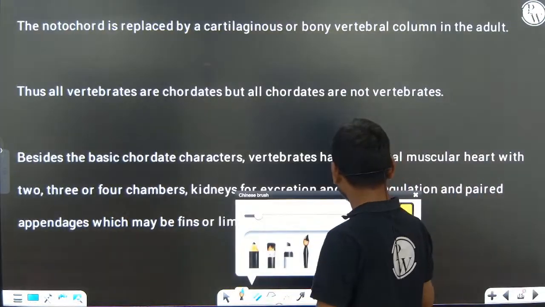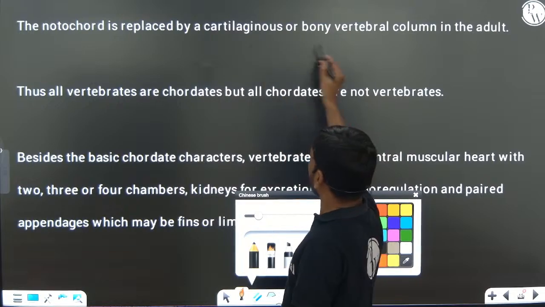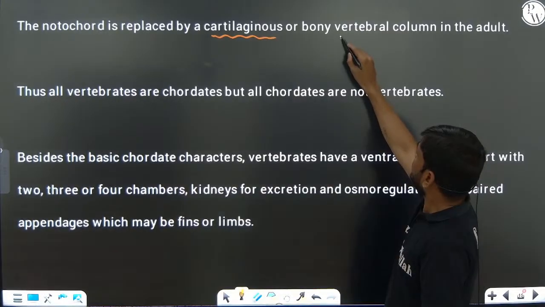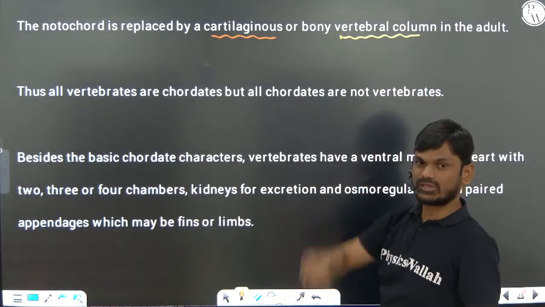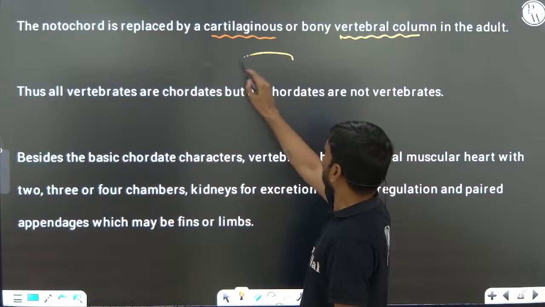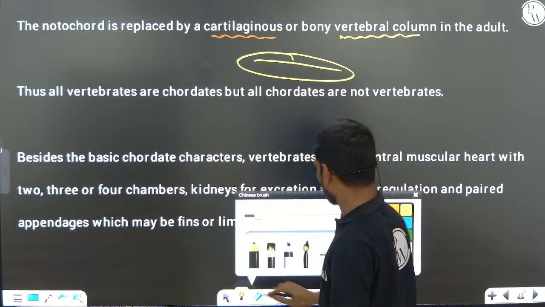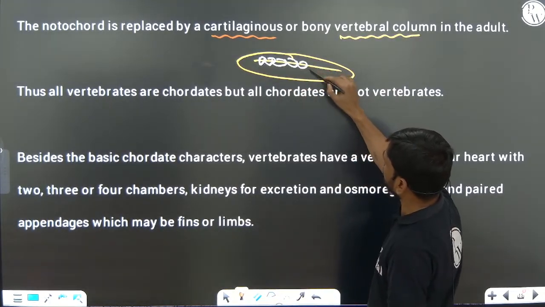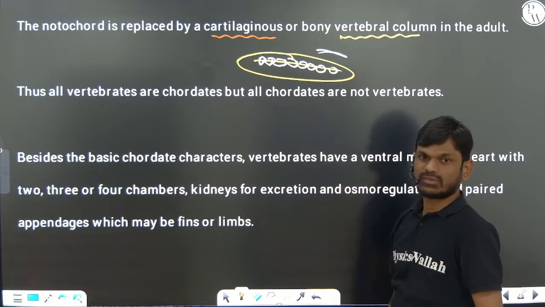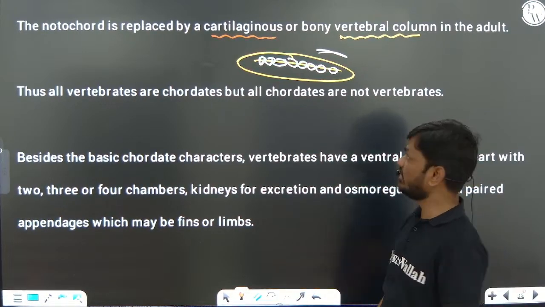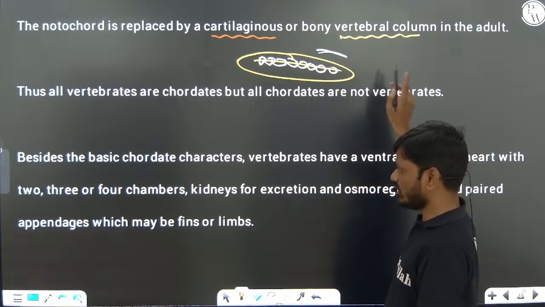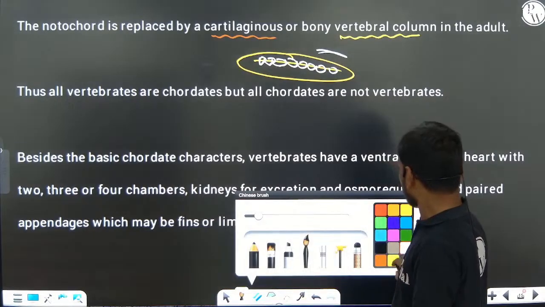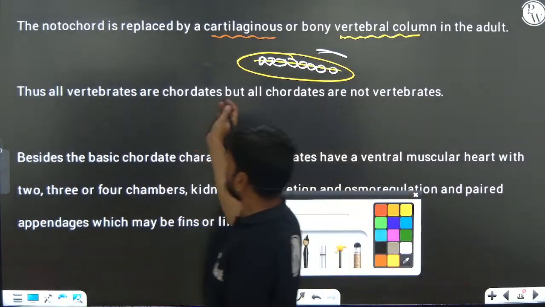You can see, in adult vertebrata the notochord is replaced by either bone, that is the vertebral column, or cartilage. Either of these two skeletal components replaces the notochord. Right? So next one, vertebrates. I already explained this point.